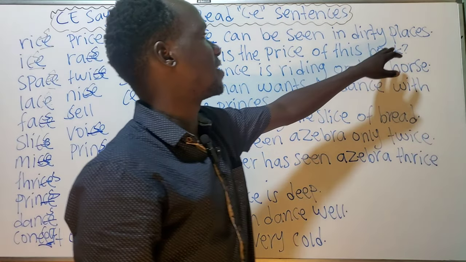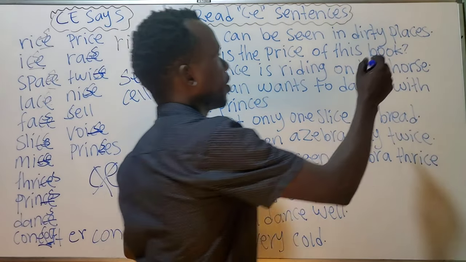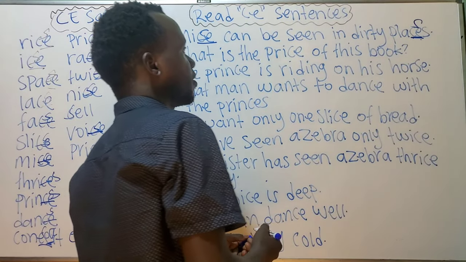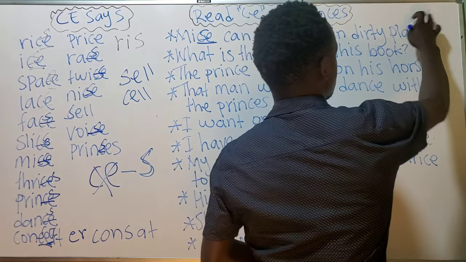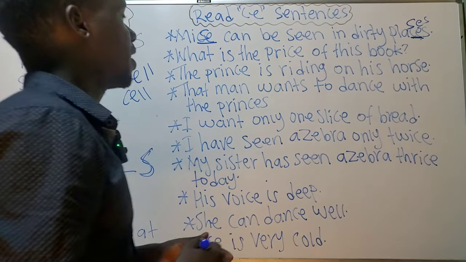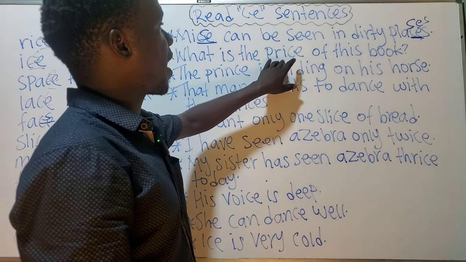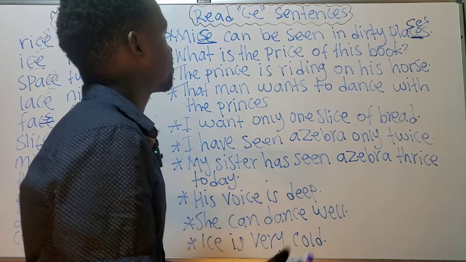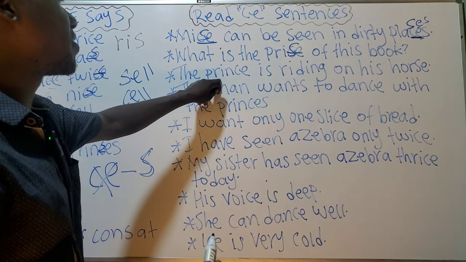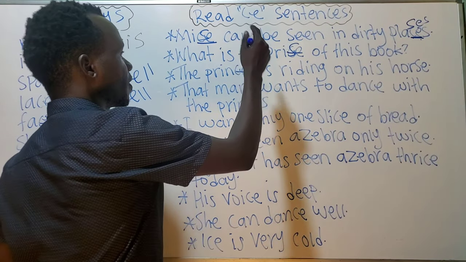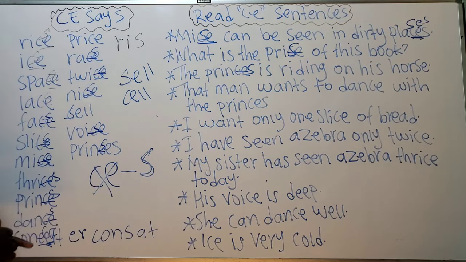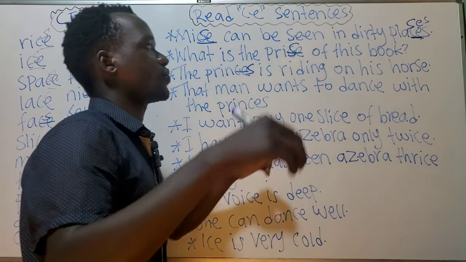Mice can be seen in dirty places. Even here, we have C-E, "places". Here it is going to be like this. What is the price of this book? Price of this book. The prince is riding on his horse. The prince is a son of a king. He's riding on the horse.